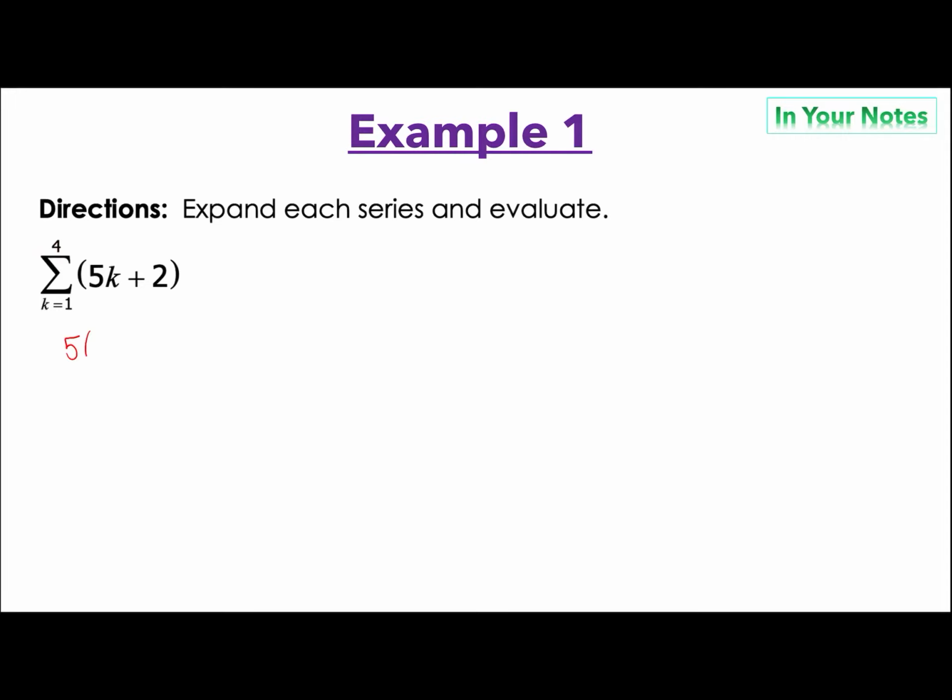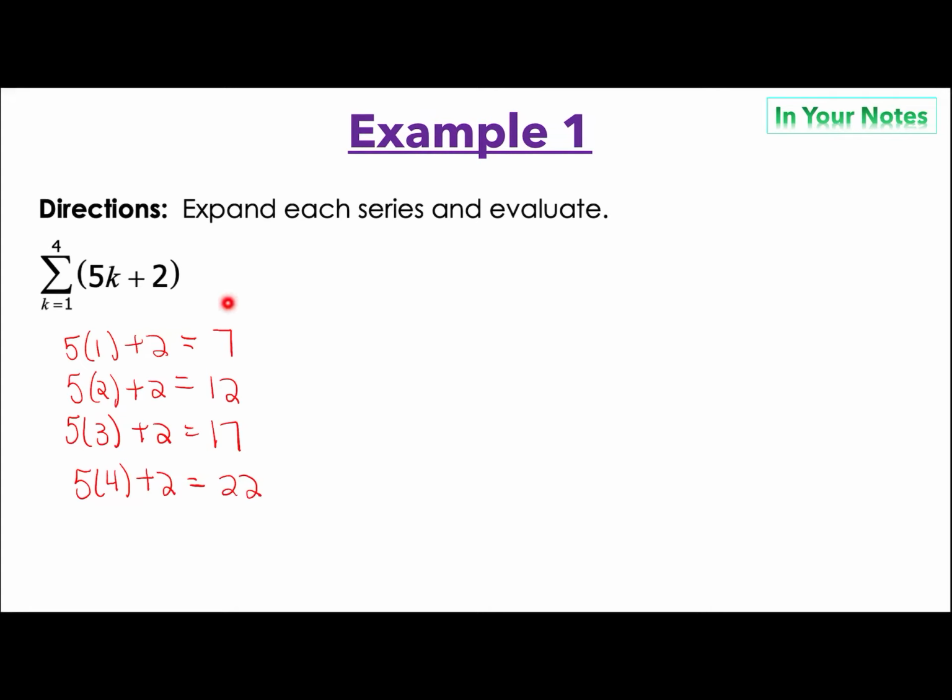So we're going to do 5 times k plus 2 when k is 1, when k is 2, when k is 3, and when k is 4, and that's the last one. Now I'm going to write down what each one of these individually equals. 5 times 1 is 5 plus 2 is 7. 5 times 2 is 10 plus 2 is 12. 5 times 3 is 15 plus 2 is 17. And then 5 times 4 is 20 plus 2 is 22.